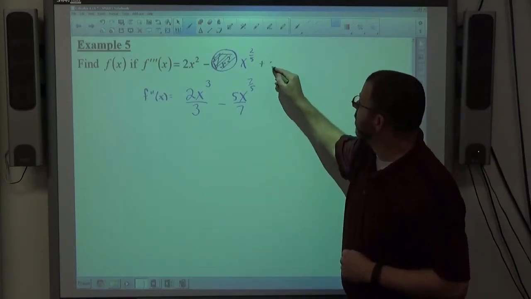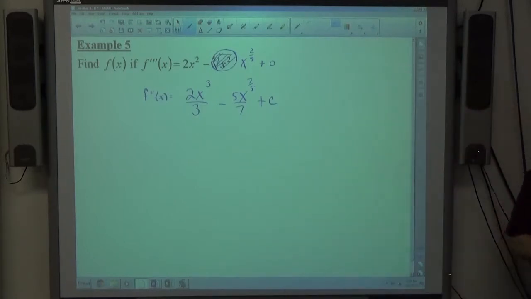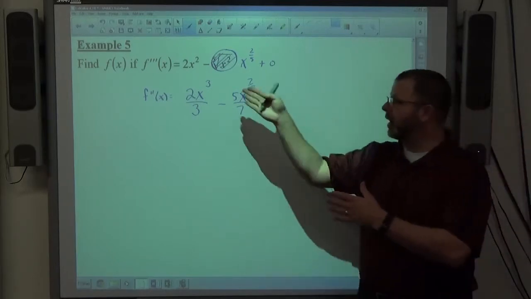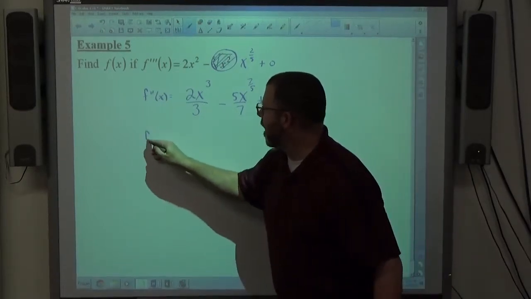And again, there's this plus 0 right there, so I'm going to do a plus c to account for it. And then I want to make each of those as pretty as possible. I can't make 2/3 or 5/7 any prettier than 2/3 and 5/7. So that's ready to go. That happens sometimes too, where your antiderivative formula just happens to get you the simplified answer. So we move on to f prime of x.